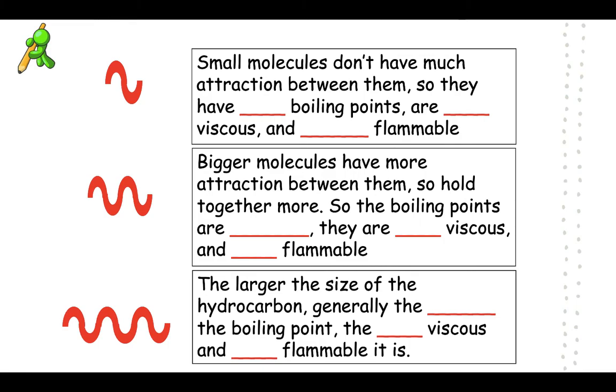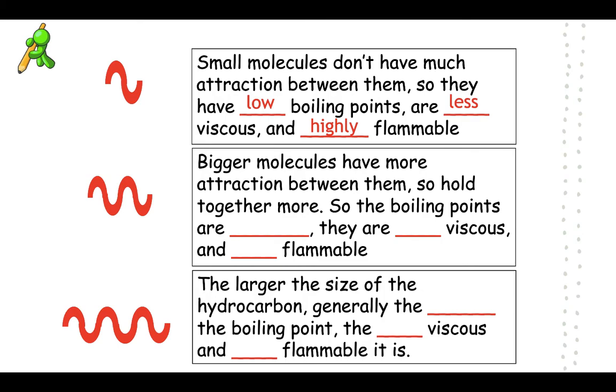So we have now arrived at our summary of this lesson. And before we fully summarise, it is important that you know the difference between our small molecules, so our fractions that are collected at the top of the column, and our larger molecules, which are collected at the base of our tower. So small molecules don't have much attraction between them. They have low boiling points, are less viscous, they're not very thick, and they are highly flammable. It's very easy for them to catch fire.